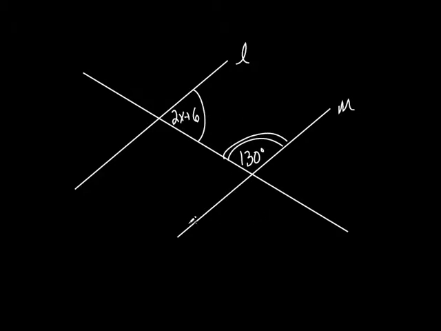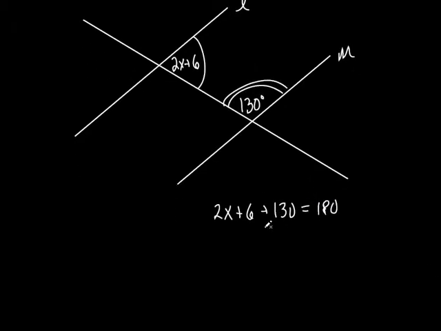So in order to be supplementary, what do they do then? Add up to 180. Good. So there's my 2x plus 6. I add that to 130, set that equal to 180, and then I just solve for x and I'm done. Pretty simple.